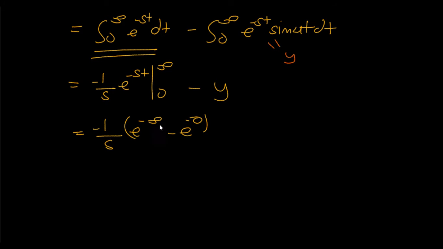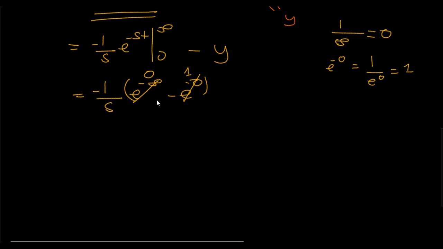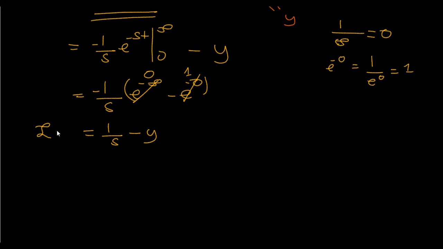So, itong e to the negative infinity is 1 over e to the infinity or 1 over infinity lang yan. Okay, so alam naman natin na 1 over infinity is 0 lang. So ito ay mag-0 and ito naman ay 1. Okay, bakit 1? Kasi e to the negative 0 is just equal to 1 over e to the 0. So alam naman natin na any number raised to 0 is just 1. So ito ay magiging 1 lang. Okay, so may negative dito. So magiging 1 over s minus y yung ating Laplace transform ng f of t.